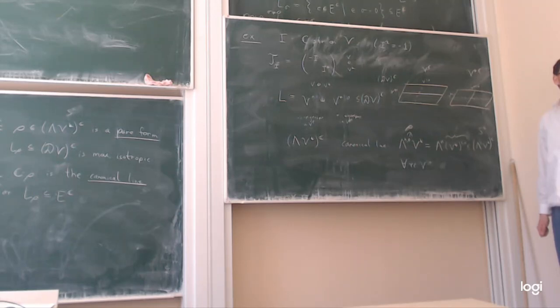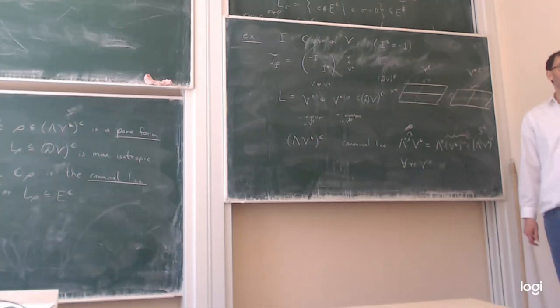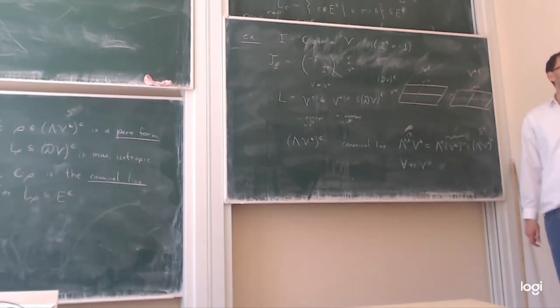It's the top exterior power. If you have a two-dimensional vector space generated by E1 and E2, then its second exterior power is generated by E1 wedge E2, just one generator, because all the others are zeros. E1 wedge E1 is 0, E2 wedge E3 is 0, and so on.